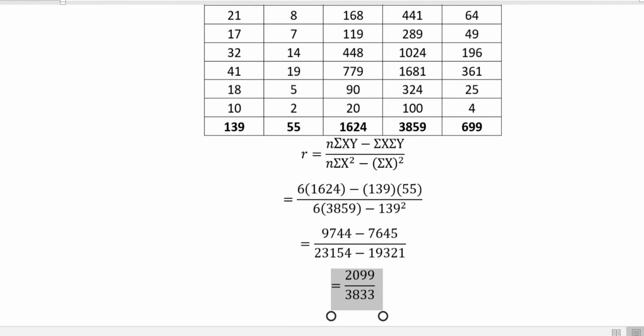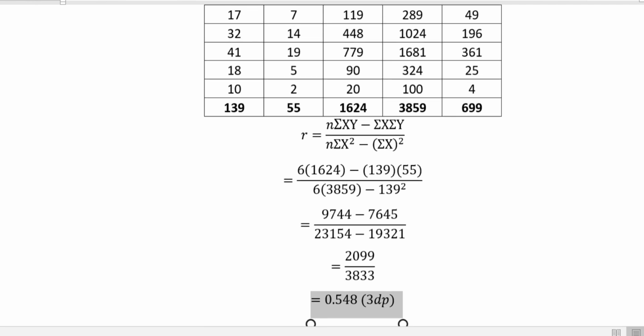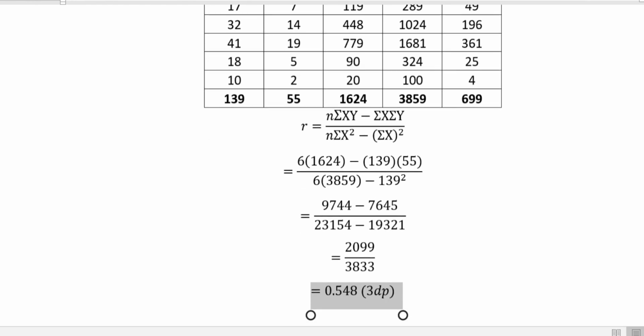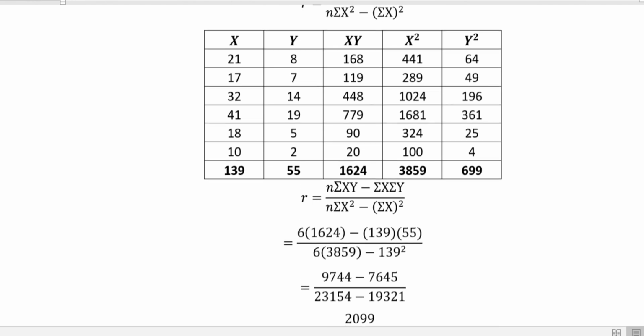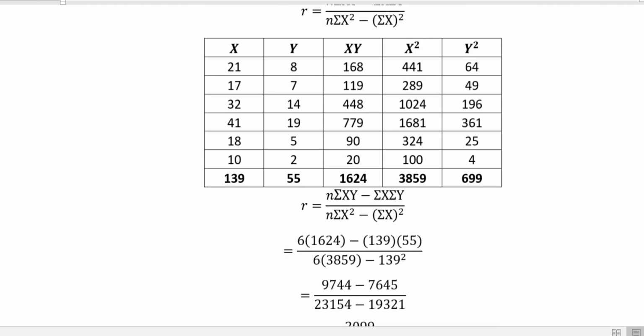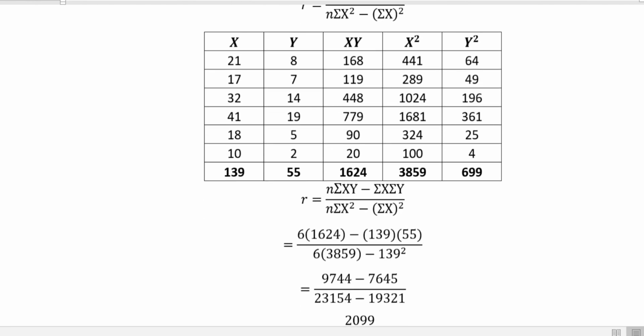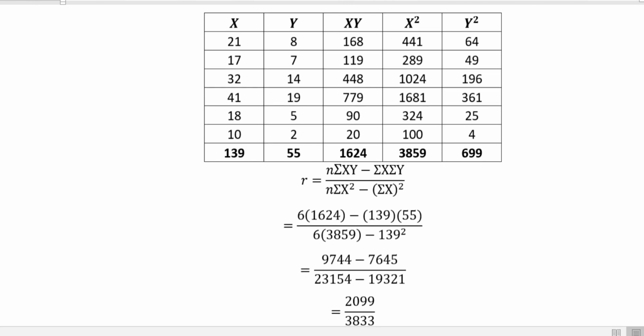Now we express that in a decimal form. That will give us 0.548. That's correct to 3 decimal places. So that is how we calculate Karl Pearson's coefficient of correlation, which we also call the product moment coefficient of correlation.